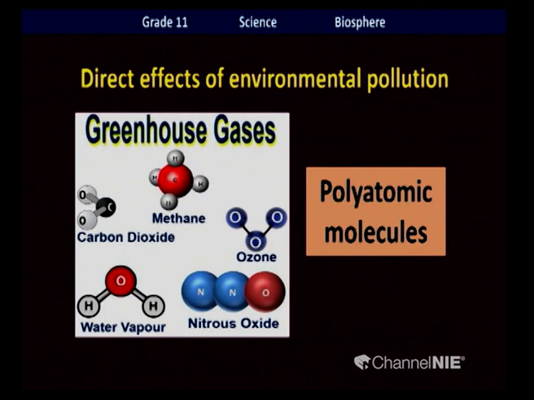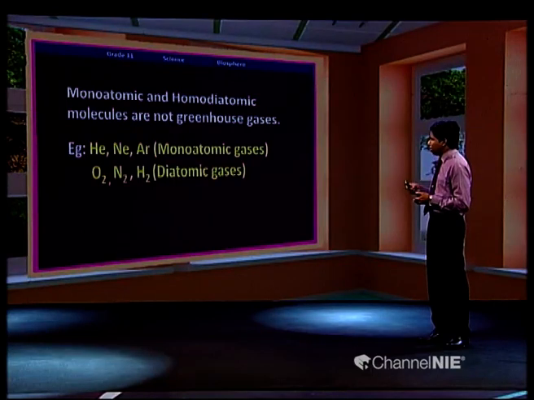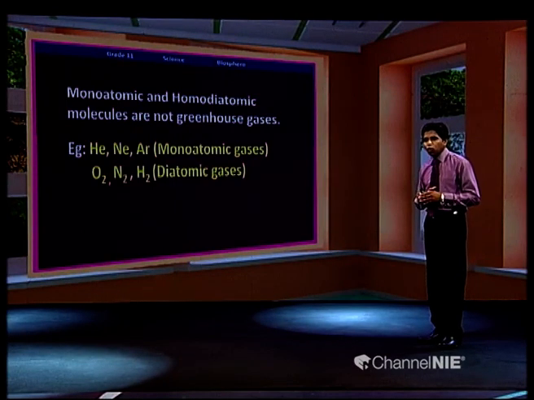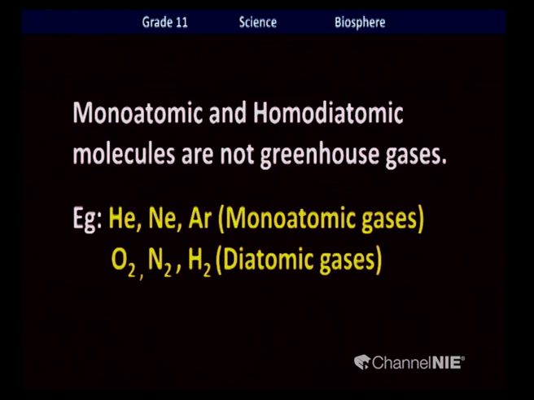These polyatomic gases are IR active. They can trap infrared rays and they can trap heat. Monoatomic gases, you have learned group 8 elements, noble gases, they are monoatomic. So these monoatomic gases are not considered as greenhouse gases. And there are diatomic gases, for example O2, N2, H2. They are non-polar homoatomic molecules, so they are IR inactive. They don't absorb heat rays.